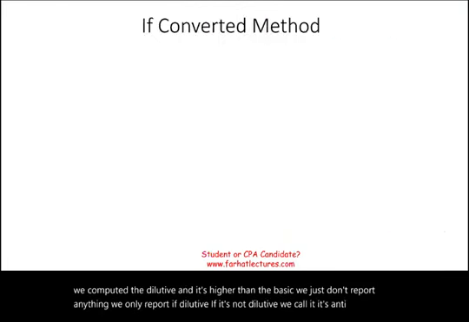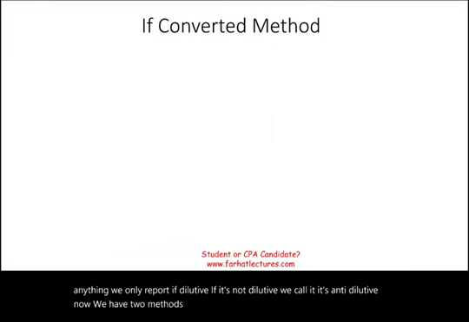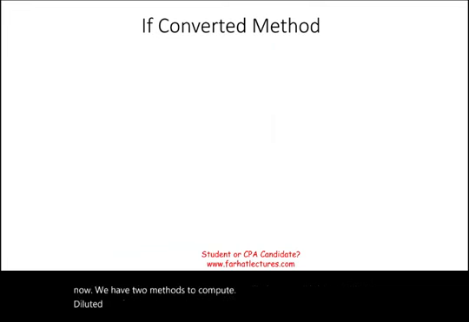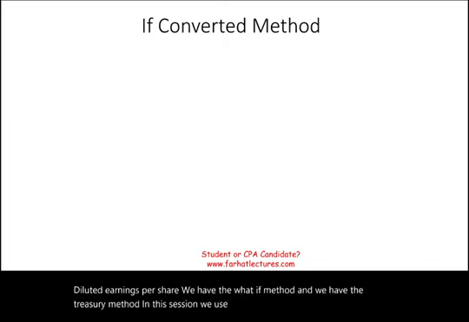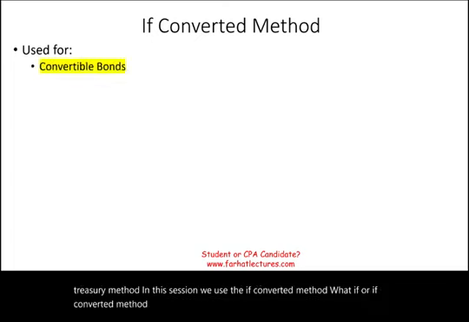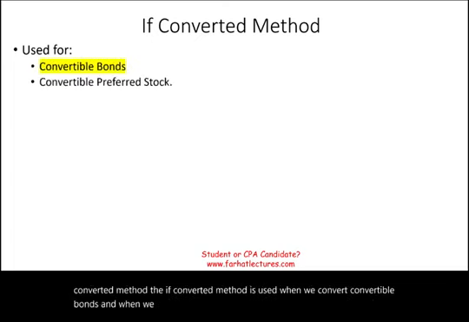Now we have two methods to compute the diluted earnings per share. We have the what-if method and we have the treasury method. In this session, we use the if-converted method, what-if or if-converted method. The if-converted method is used when we convert convertible bonds and when we convert convertible preferred stock. We're going to start by looking at convertible bonds.